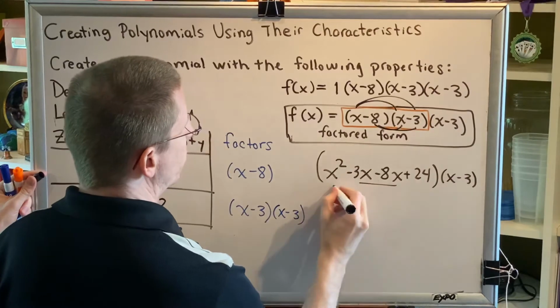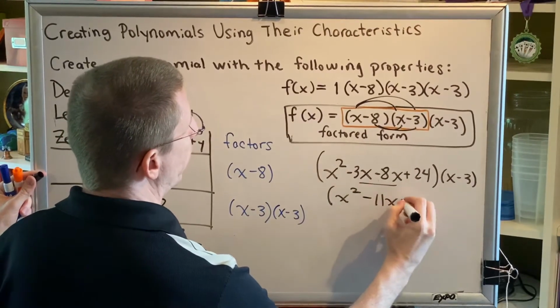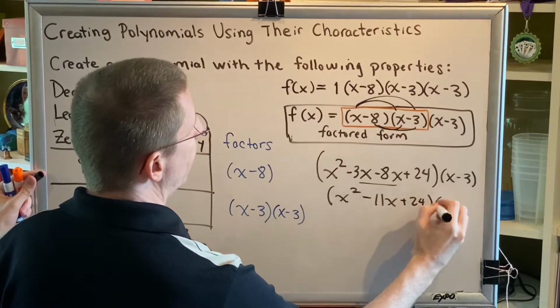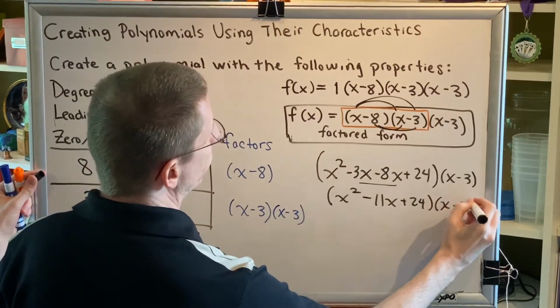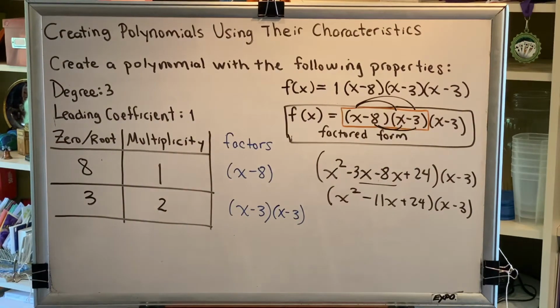I have some like terms that I can combine. x squared minus 11x plus 24 times this x minus 3. And when you multiply a trinomial and a binomial, you cannot use FOIL because FOIL is only for binomial times binomial. But you can use something that's very, very similar. And the very similar method is this.